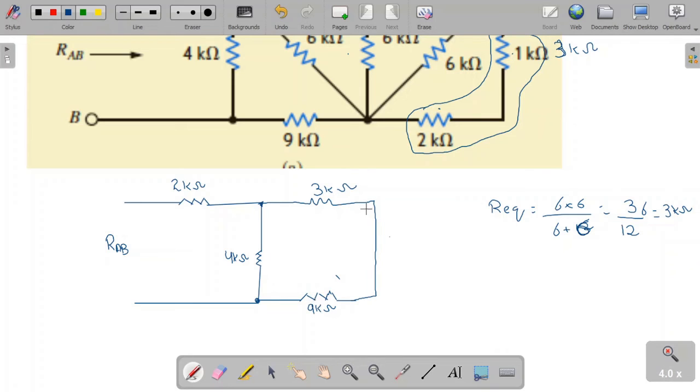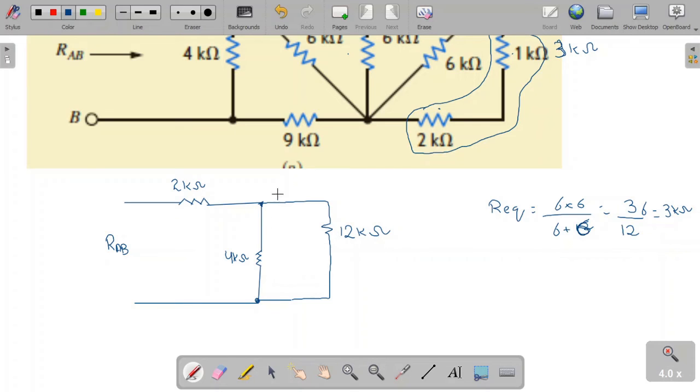Fine. Now have a look. This 9 kilo ohm resistor and this 3 kilo ohm resistor are in series. Why? Because the same current flows here. So they are in series. Fine. So I can replace this by a 12 kilo ohm resistor. So I'm going to replace these two resistors by a 12 kilo ohm resistor. Fine. So I'm going to connect a 12 kilo ohm resistor over here.